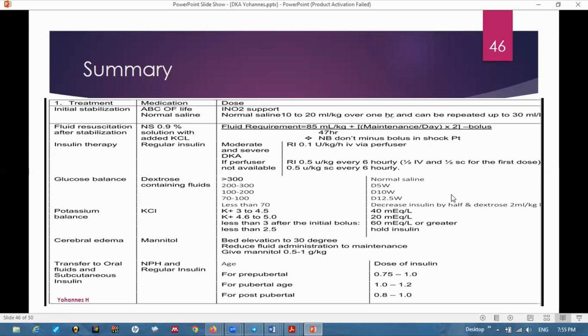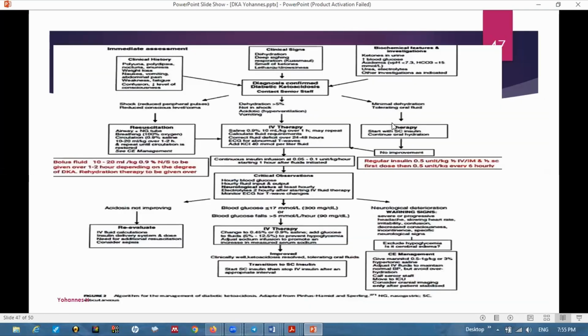So monitoring is important. It should be at the bedside. The other is we will transfer to oral fluid and subcutaneous insulin. As I discussed earlier, the dose can be 0.75 to 1 in pre-pubertal, 1 to 1.2 in pubertal, and 0.8 to 1 in post-pubertal. This is also the summary. You can see this summary.